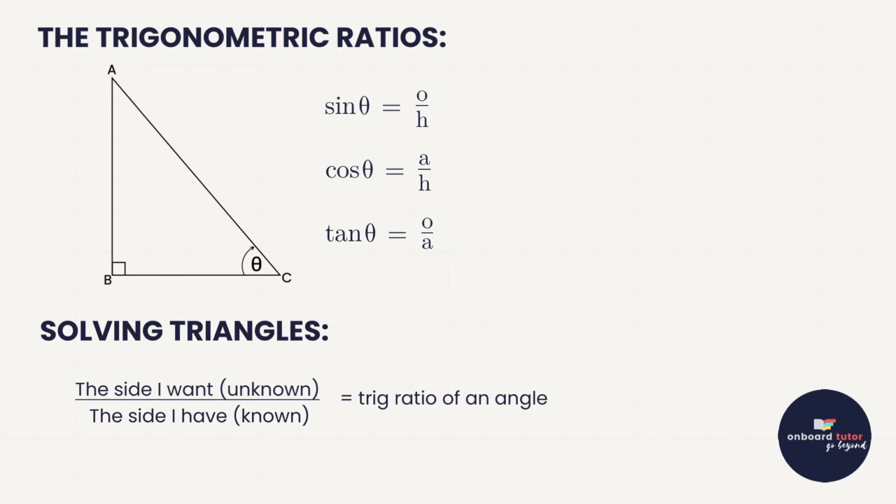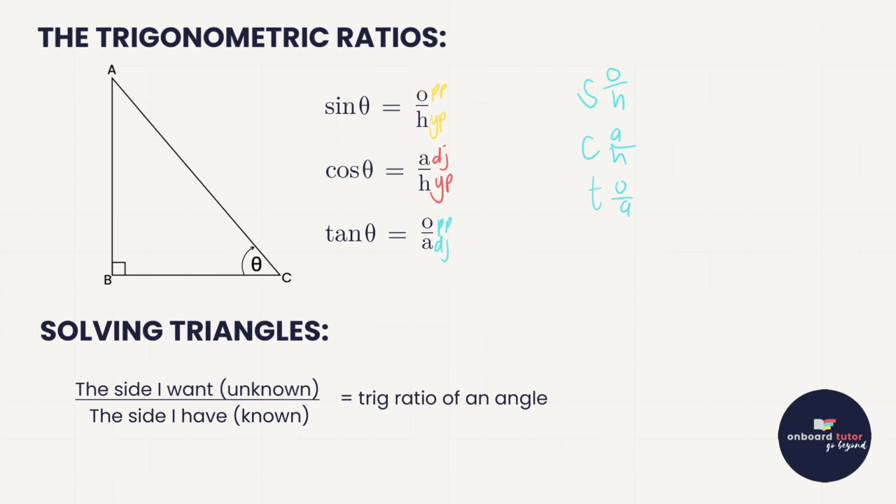The way that I remember the trig ratios is by using the little saying SOHCAHTOA. And that reminds me that sine is opposite over hypotenuse, cos is adjacent over hypotenuse, and tan is opposite over adjacent. Okay, that's one of the first things I write down when I start a trigonometry test.